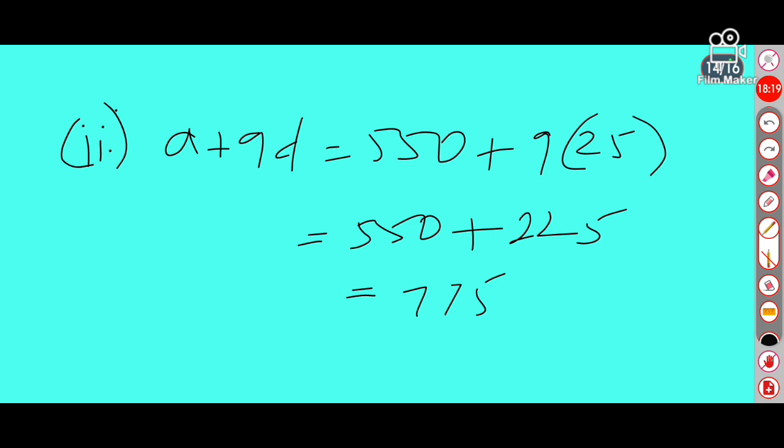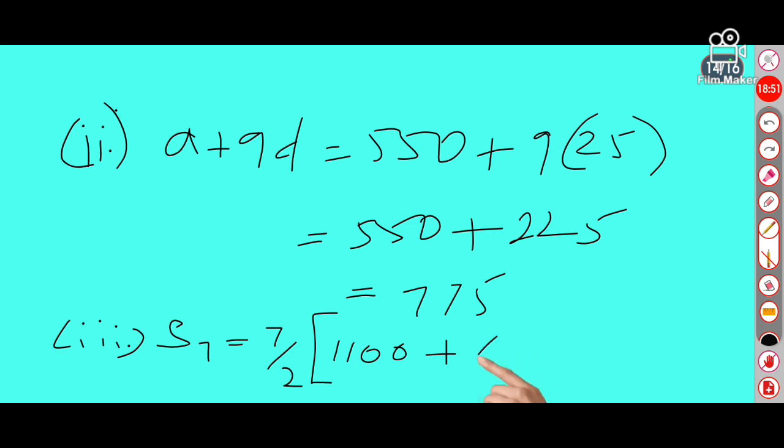Now the third is the total production in the first 7 years. Again, Sn, that is S7, equal to n by 2, so 7 by 2 into 2a plus n minus 1 into d. The value of a is 550, the first year, right? So 2 into 550 is 1100. n minus 1, so 7 minus 1 is 6, into d, that is 25. So when you solve this, you get 4375.